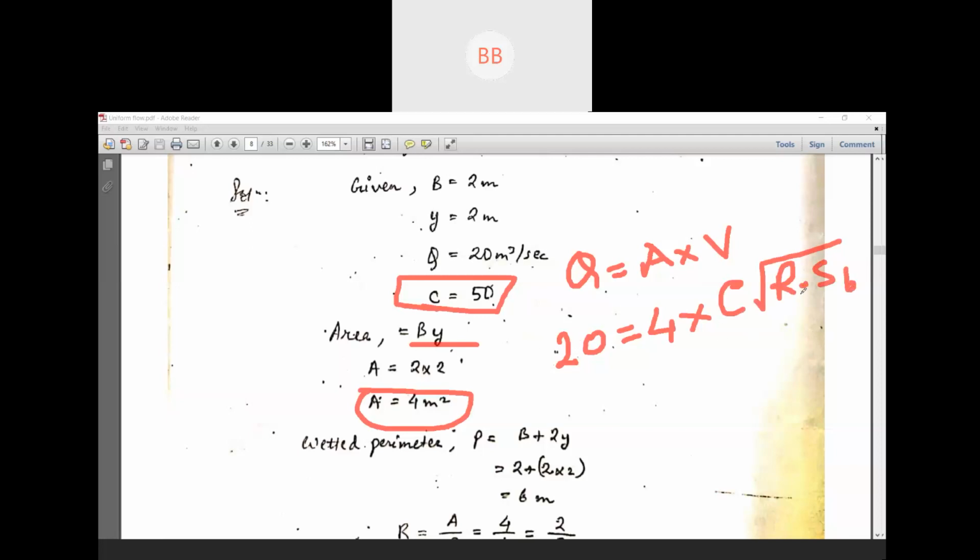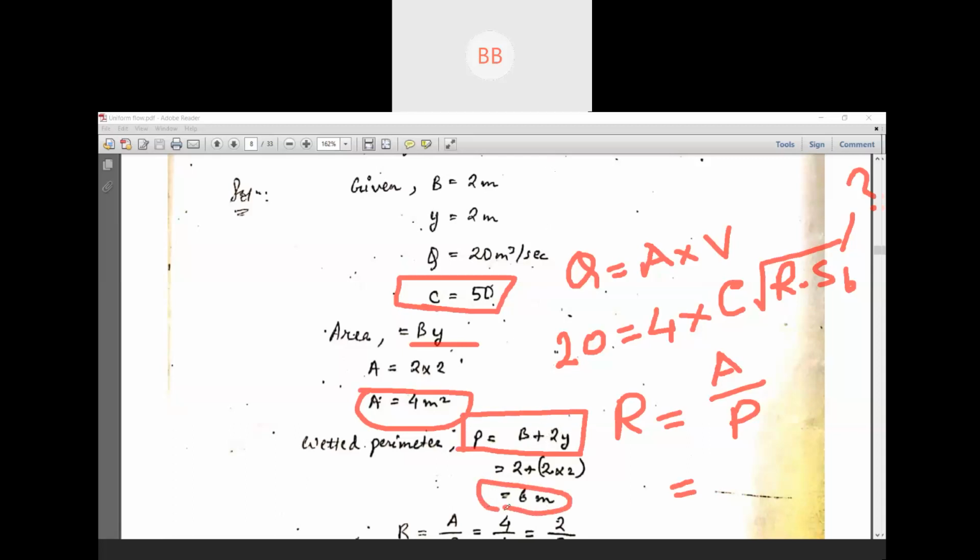So if you see in this question, we need to calculate SB, that is bed slope. C is given 50, and then we need to find out R. R equal to area by wetted perimeter. Area we have already calculated, 4 meter square. Then we need to find out the wetted perimeter. Definitely it will be b plus twice y, as given this channel is rectangular. So we have calculated the wetted perimeter and found it to be 6 meter.